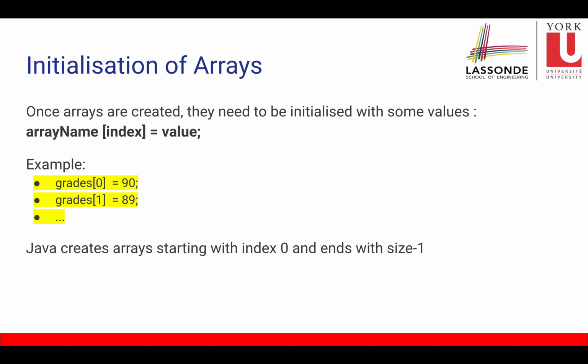Initialization of arrays. Once arrays are created, they need to be initialized with values of the same type. Array name, square bracket with index, equals value. Let's see the example: grades[0] equals 90, grades[1] equals 89. Java creates an array starting with index 0 and ending with size minus 1.